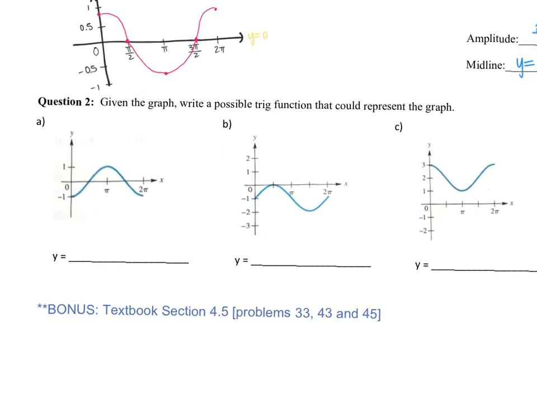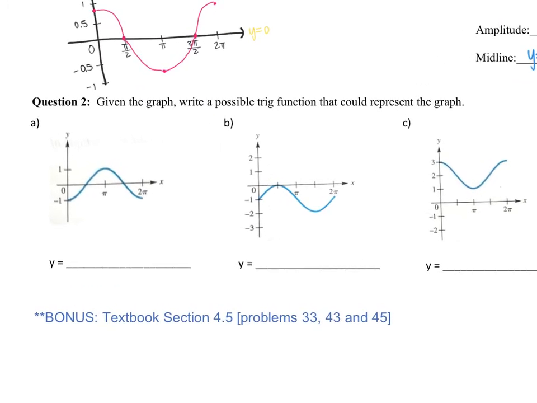problems where we look at some graphs and then identify what could be a possible trig function that could represent the graphs. So this is where I want you guys to try to identify, what type of graph do we have? Is it sine? Is it cosine? Do you see a vertical shift? Do you notice the amplitude? These are questions that I want you to learn how to do.